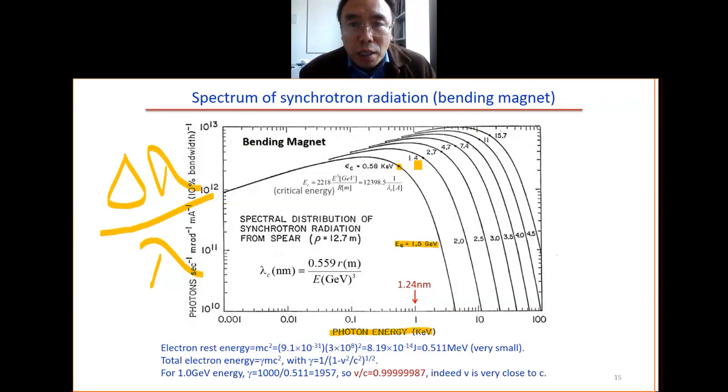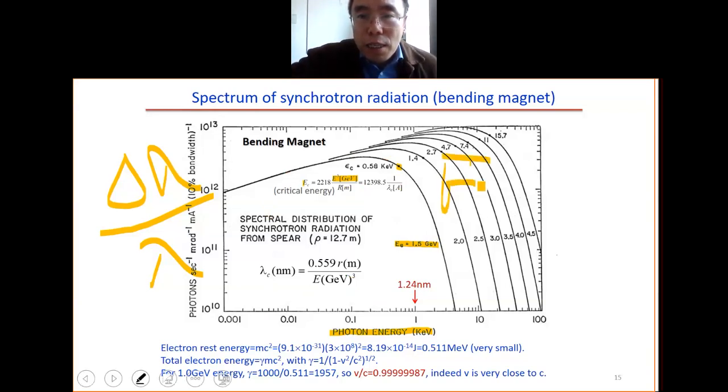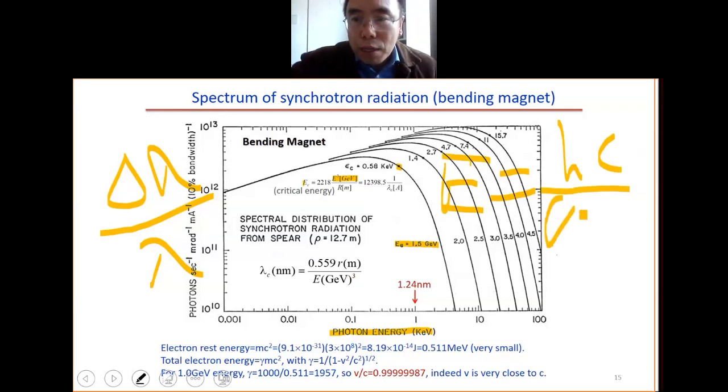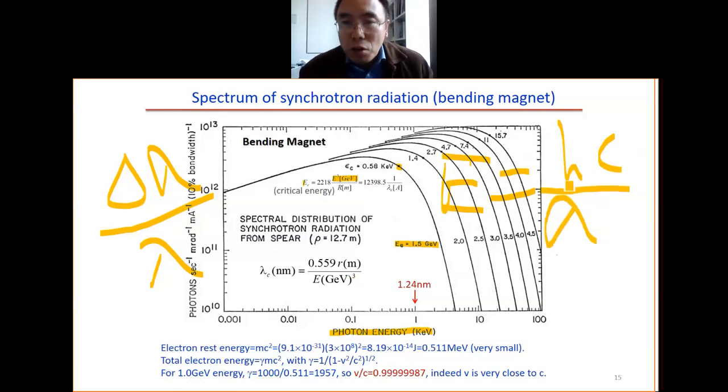So the critical part, the turning part, is given by this formula. The critical energy is given by 2218 E, where E is the electron energy, divided by R, the radius of the storage ring. We know that E is given by hc over lambda. This is the Planck constant times the speed of light divided by lambda. This is the energy of the light. Here we use E as the energy taken in electron volts.